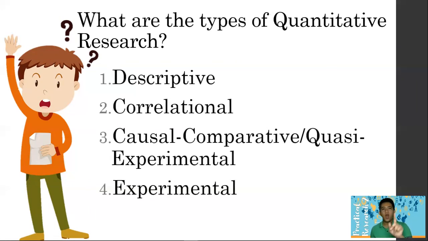Second question, what are the types of quantitative research? There are four. One, descriptive research. Two, the correlational research. Three, the causal comparative or the quasi-experimental. And the fourth one is the experimental type of research. All of these four will be discussed on our future lecture discussions. Let us move along now to the advantages of quantitative research.